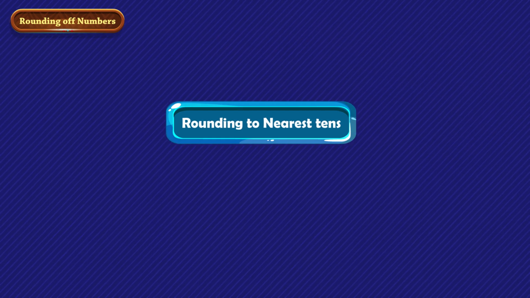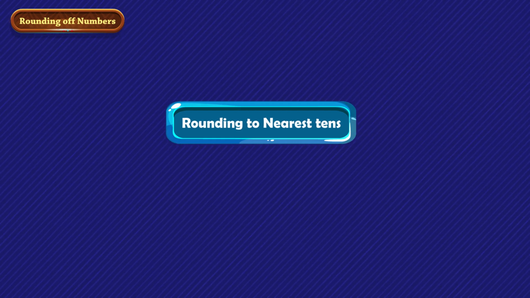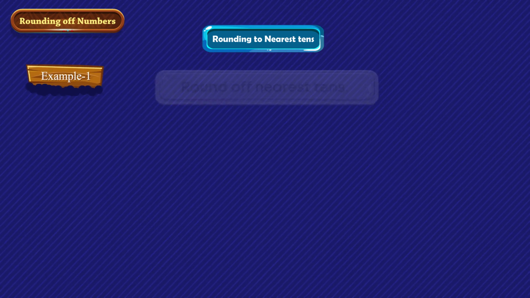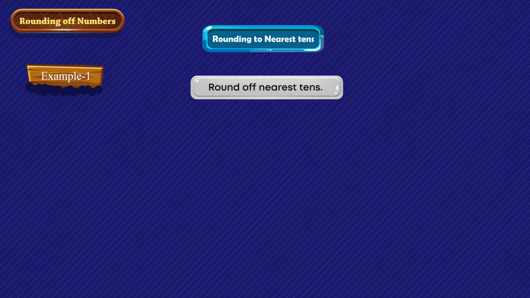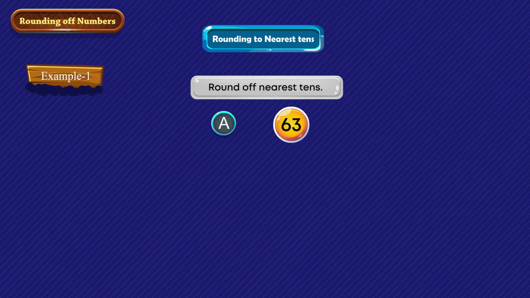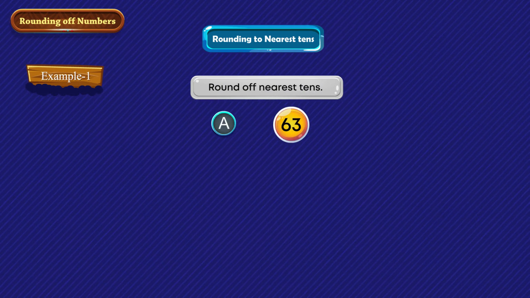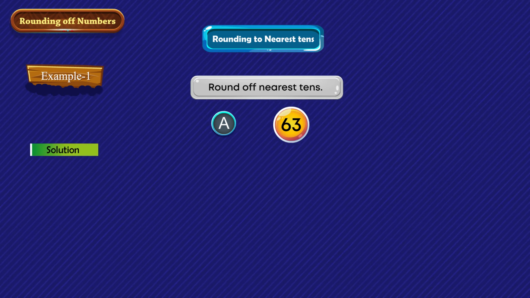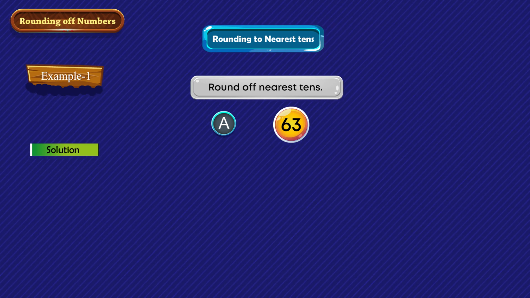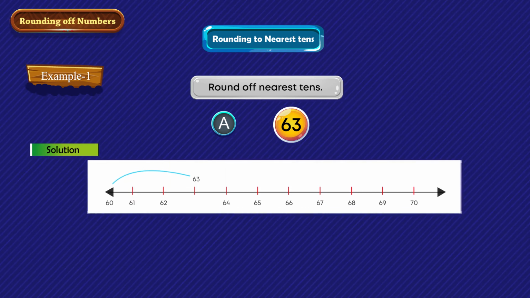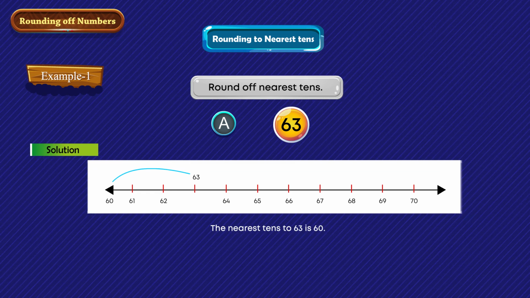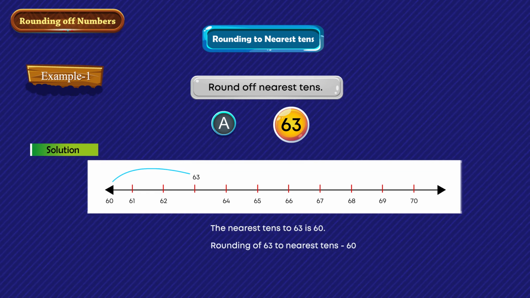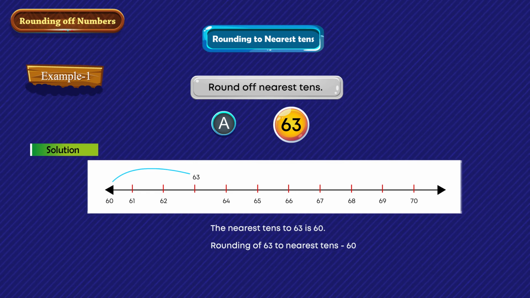Rounding to nearest tens. Example 1. Round off to nearest tens. A. 63. Solution: A. 63. The nearest tens to 63 is 60. Rounding off 63 to nearest tens, 60.